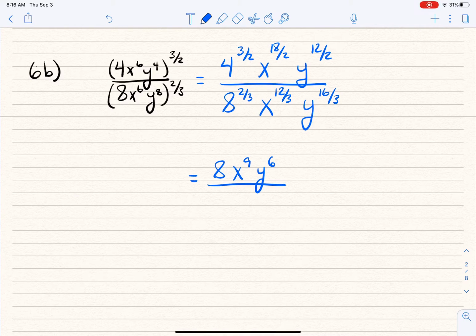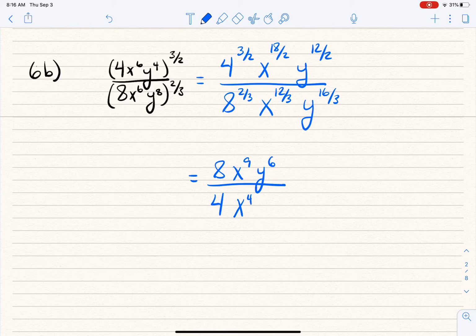So now let's think about this. We go 8 squared, because I've got to deal with that top one. 8 squared is 64. And the cube root of 64 is 4. We saw that a second ago. Then you've got x to the 12/3. 12 divided by 3 is 4. And y to the 16/3, unfortunately, that doesn't come out clean.